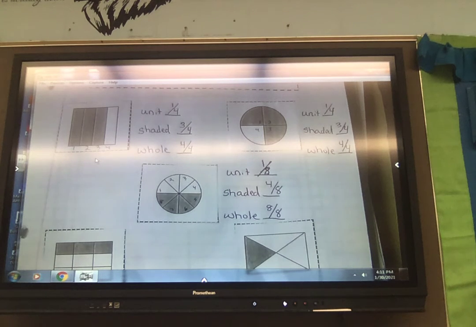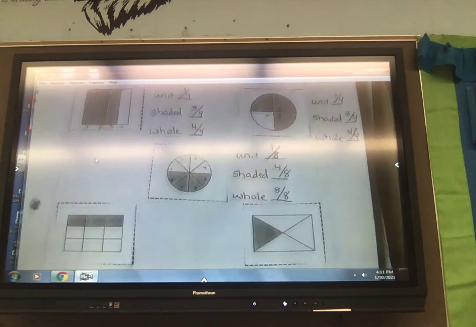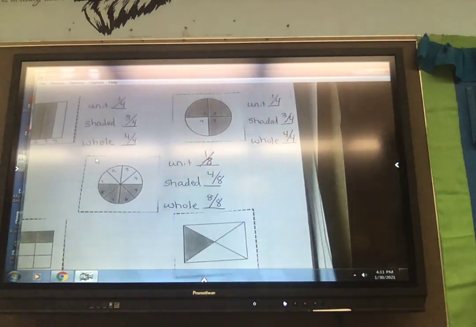All right, practice doing your unit fractions, your shaded fractions, and your whole fractions on the other 6 pieces. That's your Wednesday interactive notebook.